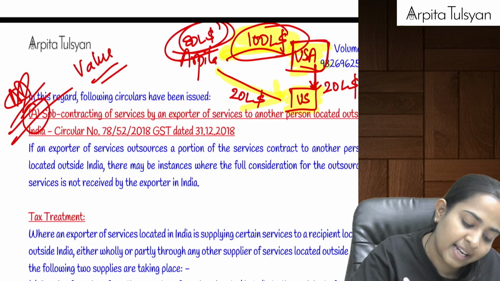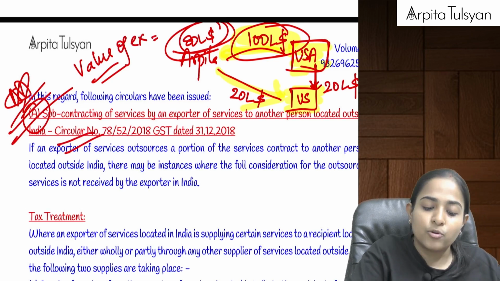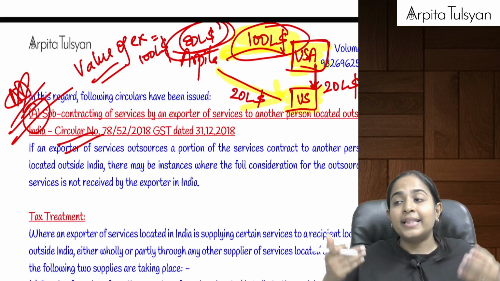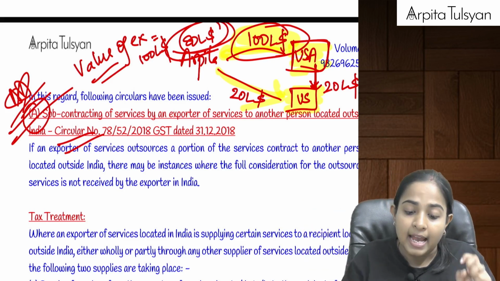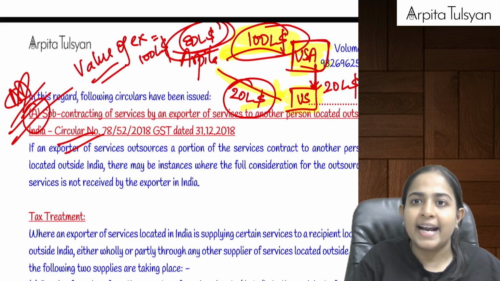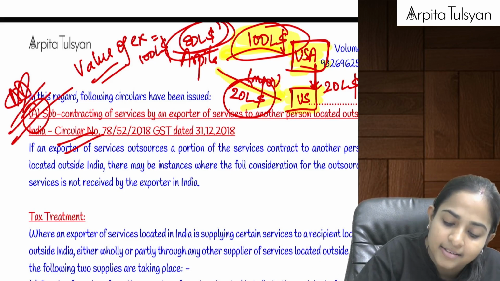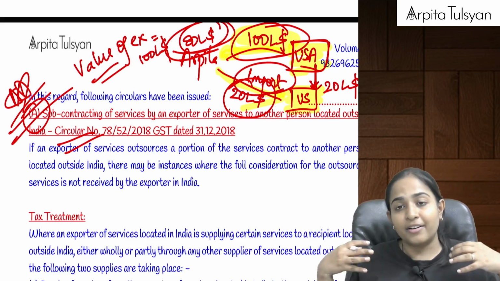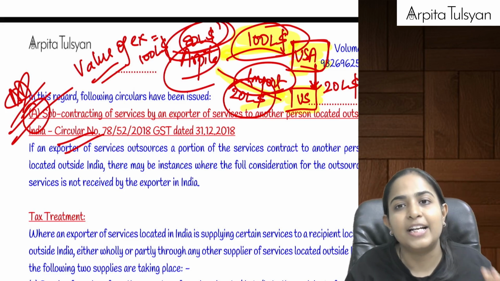So it has been clarified by this circular that the value of export is going to be 100 lakh US dollars only, because that was your original value, and that is the value of service that you have actually given to that other country. And this 20 lakh will be considered as import of service. Because I have taken the service from the US, this 20 lakh US dollars will be considered as import of service. And on this import of service, under reverse charge mechanism, Arpita will have to pay the IGST and then she can take the credit of the same.